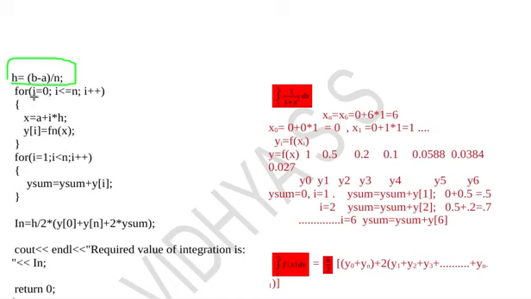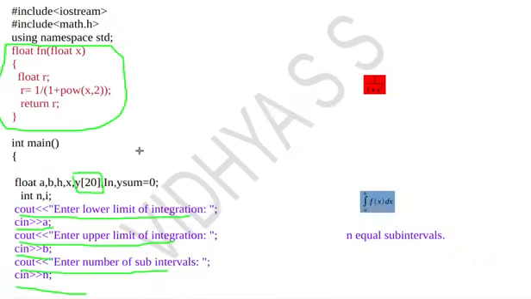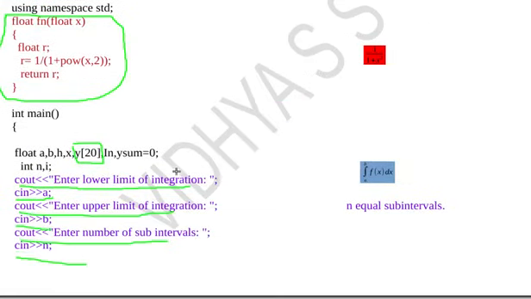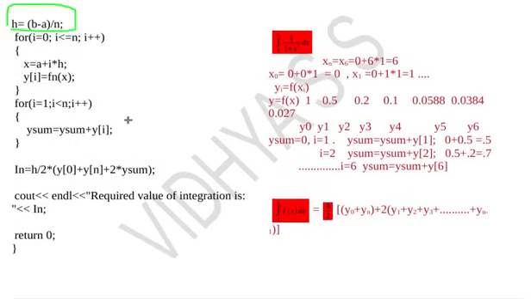In the first iteration, i will be equal to 0. So y of 0 will be equal to fn of x0, which is calculated here: a plus i value 0, 0 into h. So first the value of x is 0, and we will be getting the value as 0. Initially the value of x will be equal to 0.